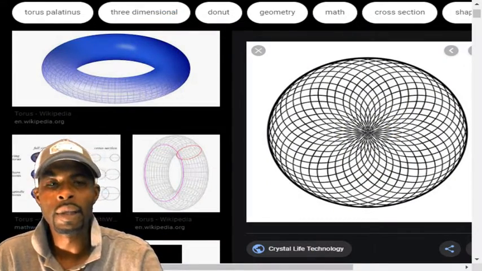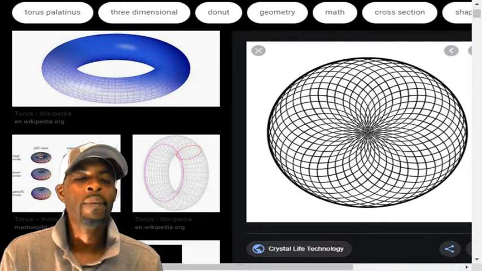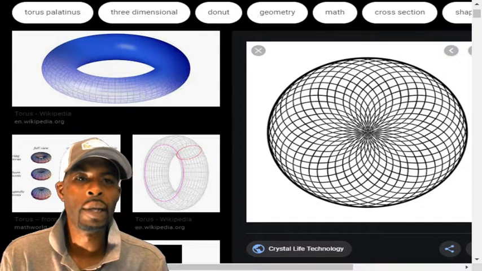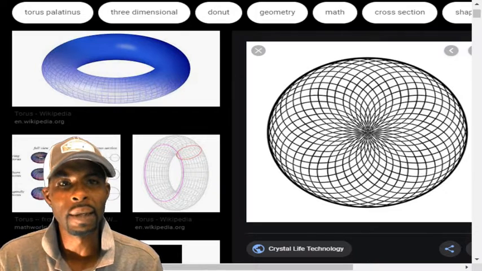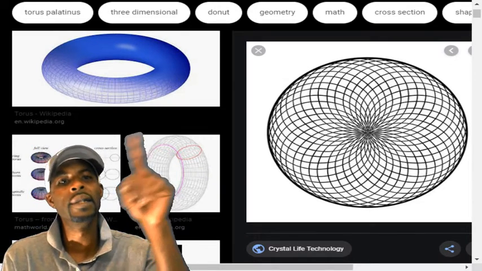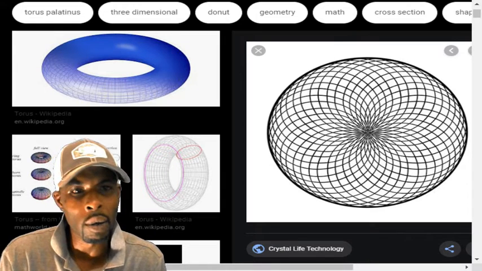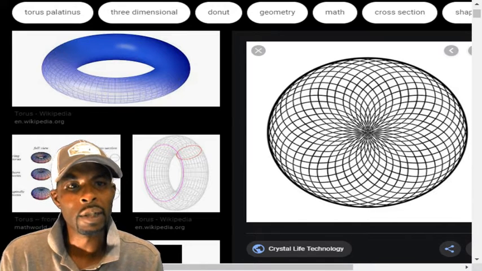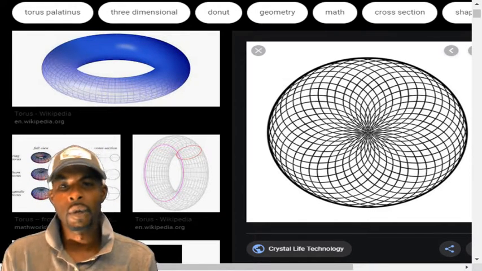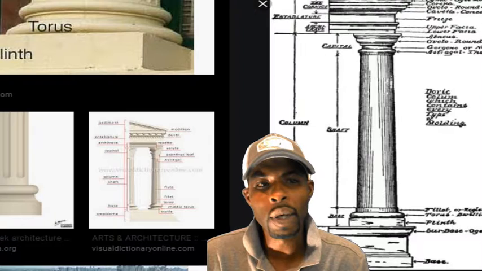So now, this is a torus, or actually just a torus, right? I didn't put in torus field, but it's basically like a torus field. It's the same exact thing. And pay attention to the head and all those things at the top, so you can do some more research on your own about it, and pay attention to some of those topics down at the bottom, where it says crystal life technology or whatever, so that you can follow it more. So that's the torus.